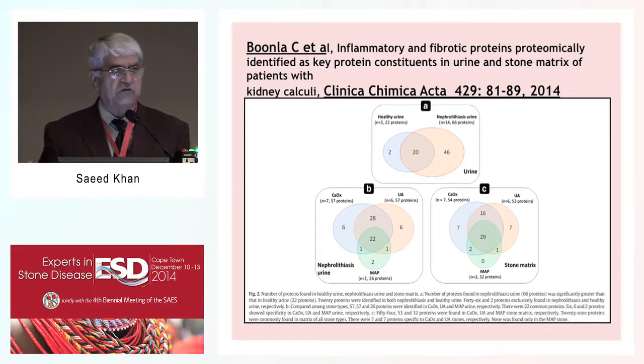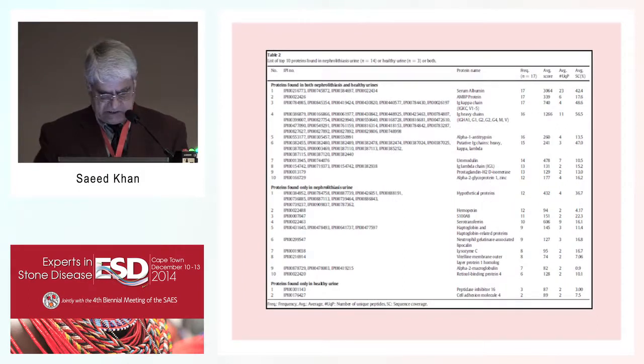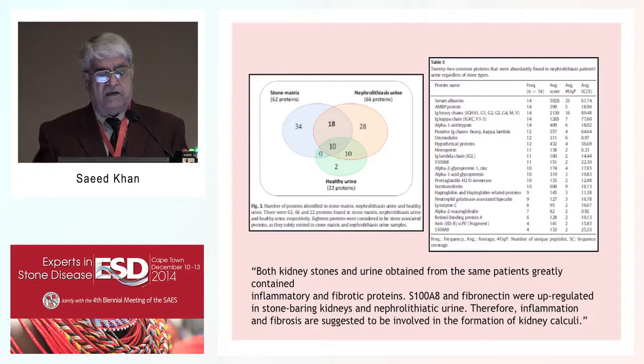Originally we used to think about only 4 or 5 proteins in the urine. Then we started looking more, and the number keeps increasing. From the same study, in stone matrix, nephrolithiasis urine, and healthy urine, there are 34 very specific to the stone matrix, with a total of 62 proteins. In nephrolithiasis urine, there are 66 proteins. Some of them you can't even name; they are just IgG this, IgG that, with no specific name. But they are all there, identified using the new proteomic techniques.